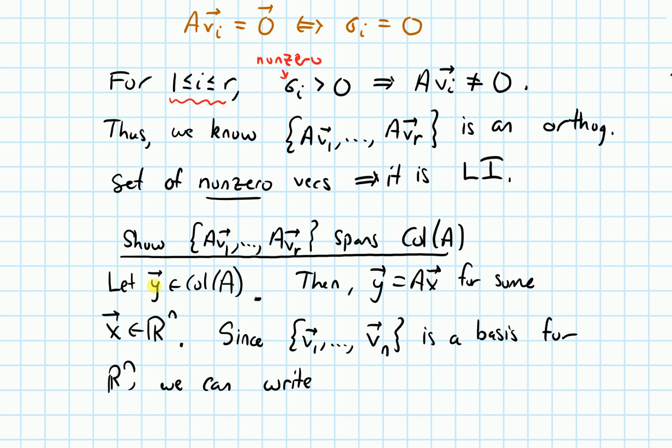In other words, for Y to be in the column space of A, it's in the range of the associated linear transformation. That's why I can get Y out after I multiply A by some vector X. So since we know that V1 up to Vn is a basis for Rn, and now we know that X is in Rn, that means we can write X as a linear combination of V1 up to Vn. So C1 V1 plus dot dot dot plus Cn Vn.